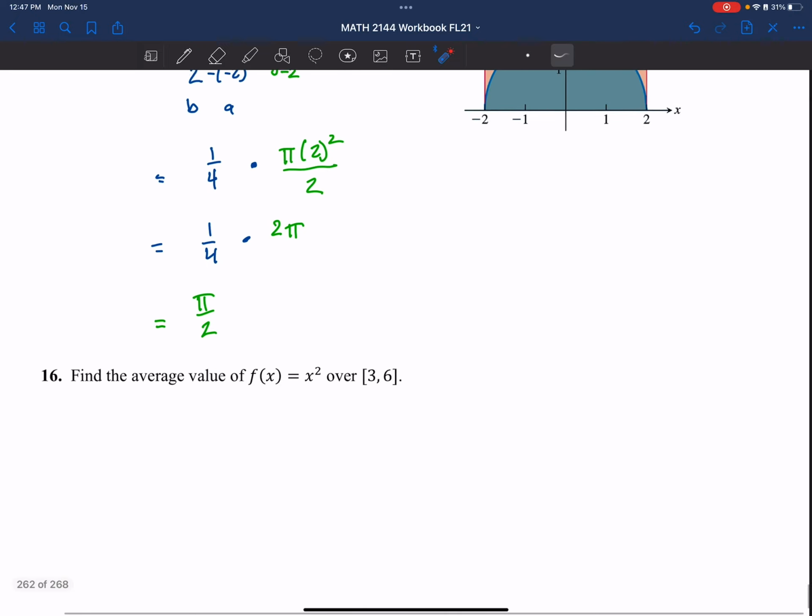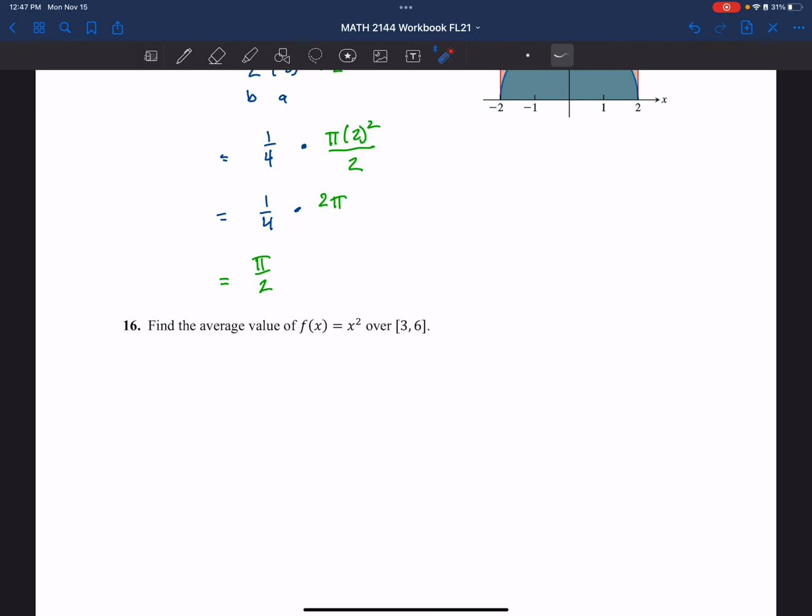Okay. Let me give you 16 to try. See if you're able to apply that formula with the formulas from the previous page. And then that wraps up section 5.3. And we will definitely do 5.4 tomorrow.